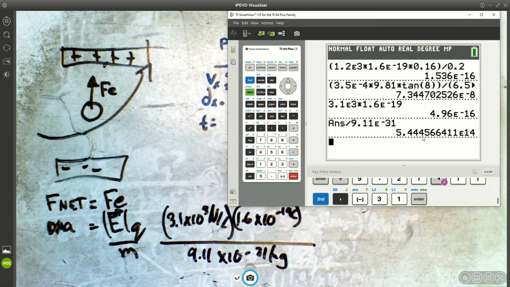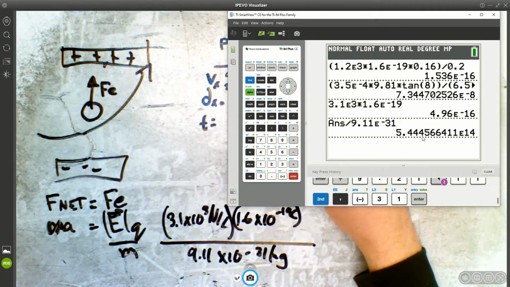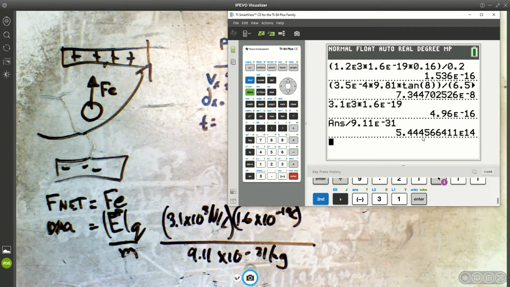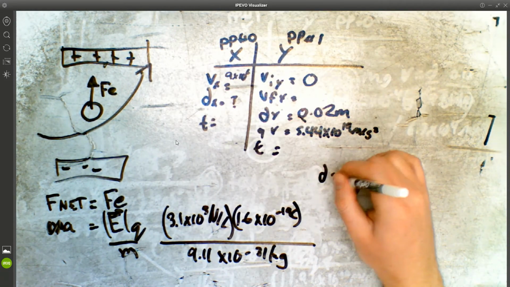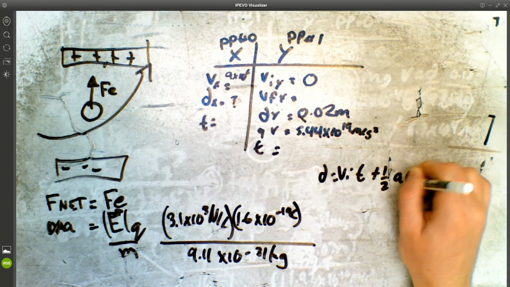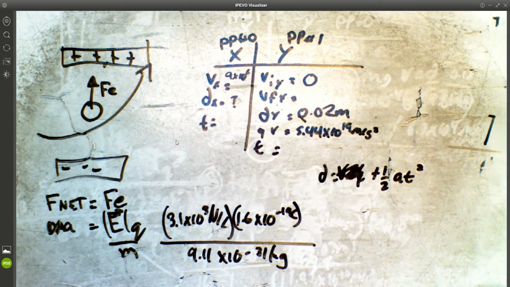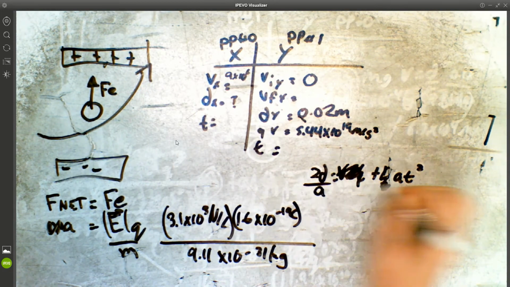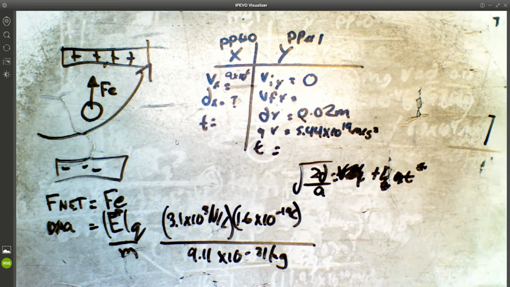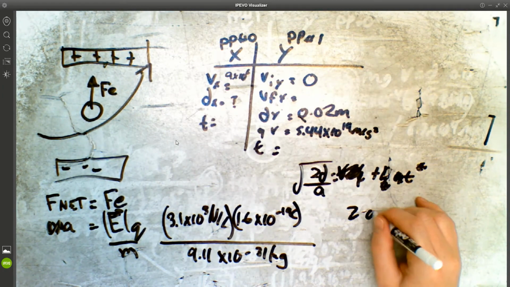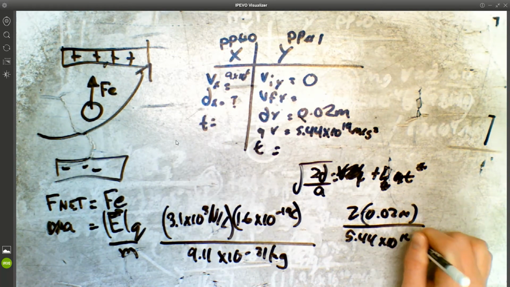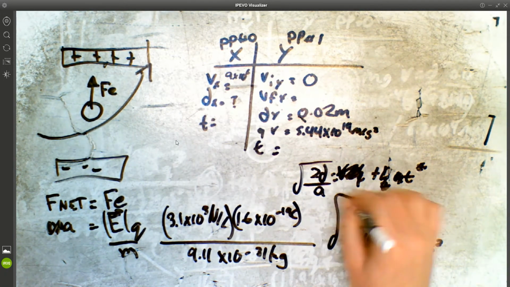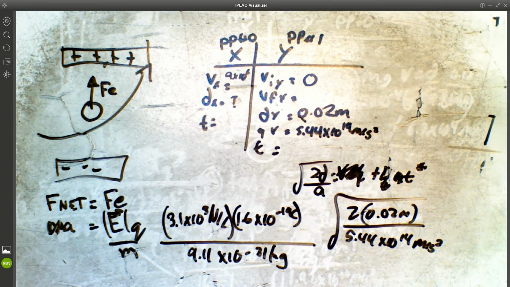Okay, so that's our acceleration, 5.44 times 10 to the 14. Okay, so we need time. So we're going to use d equals v_i t plus 1/2 a t squared. Initial velocity is 0, so we move our 2 up top, our a down below, and our square root down there. So 2 times our distance in our y divided by our acceleration, and then we square root it. So let's plug that into the calculator.